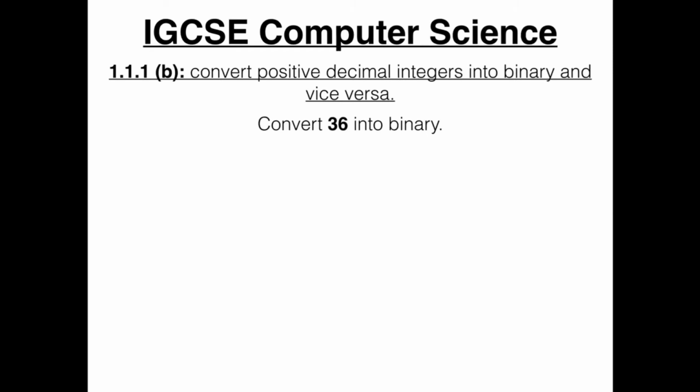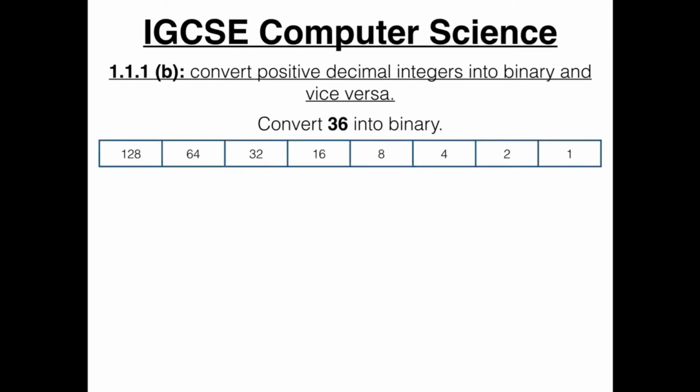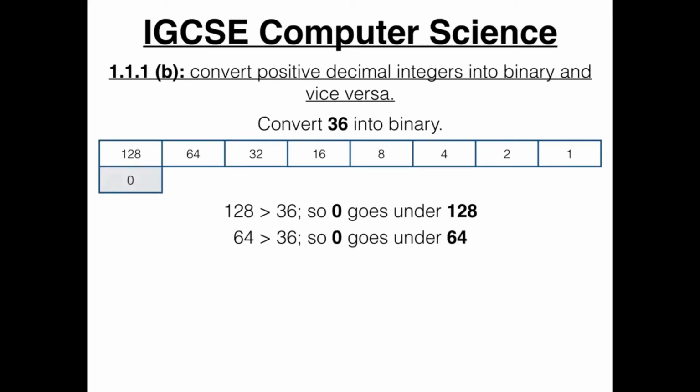So let's try converting 36 into binary. We get our table here, and this is one of 2 methods that I'm going to be showing you in this video. So first we check the number 36 against the leftmost number here. 128 is higher than 36, so 0 would go under 128. Same with 64. 64 is higher than 36, so 0 would go under 64.